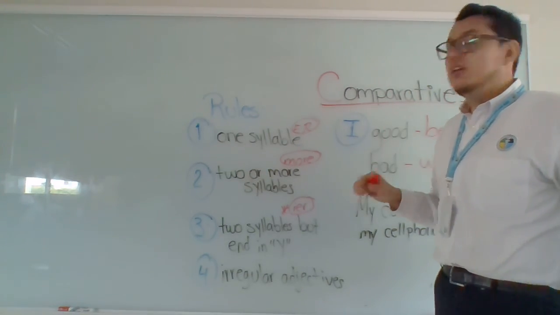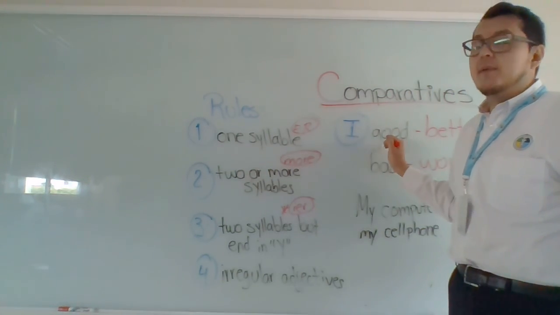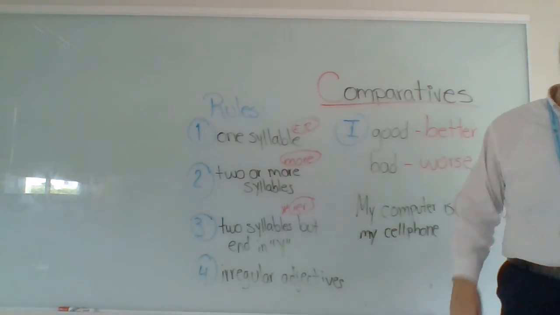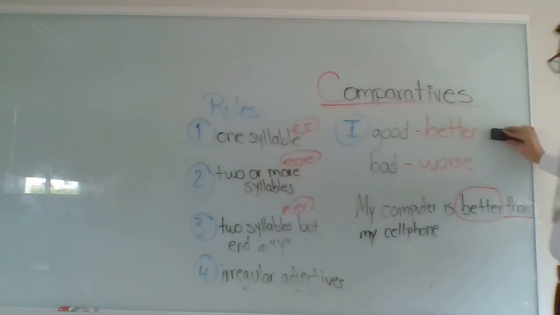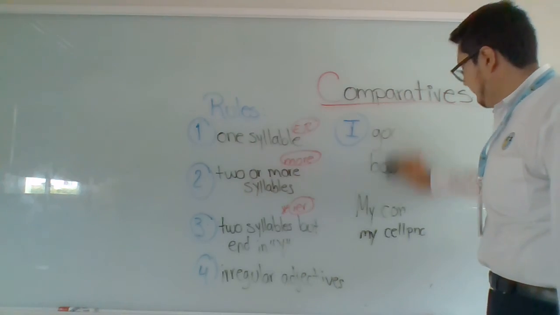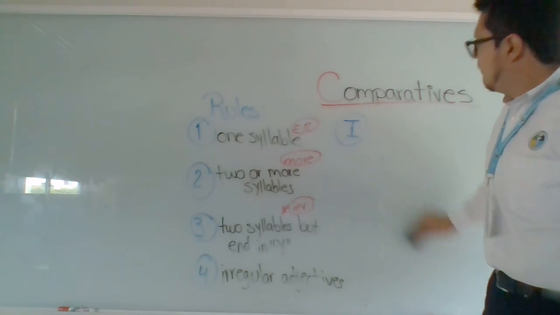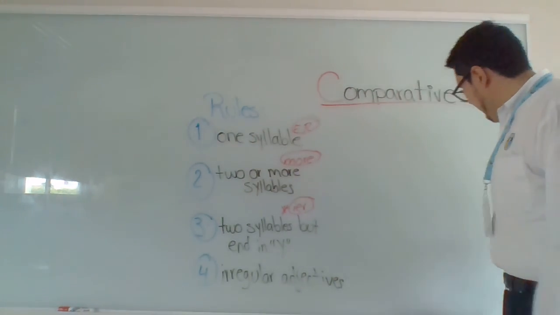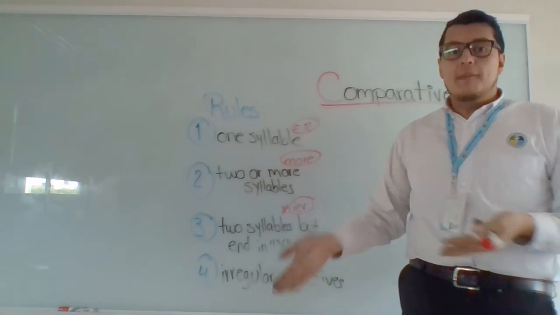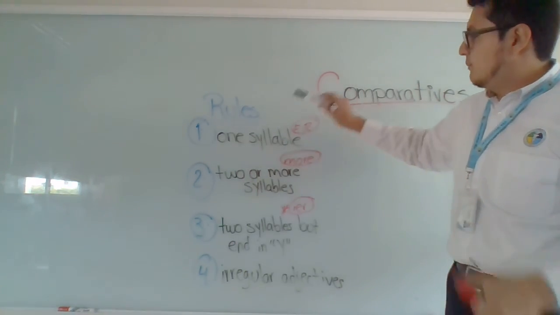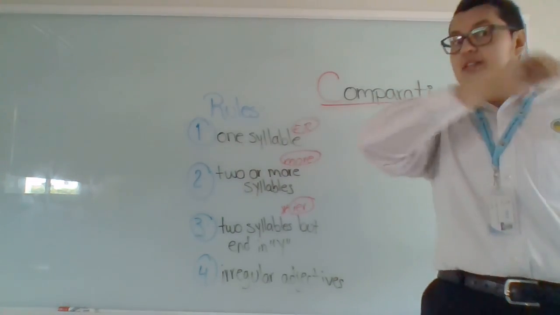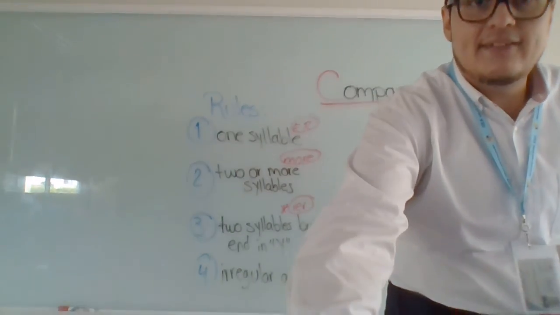So what do we have to do? We have to memorize all the irregular adjectives, or the most common. It's very easy to do. And we can use them to compare characteristics between two nouns. So this is the comparatives class. We are going to work in the notebook. So get ready, open your notebook, because we're going to start practicing these rules and the irregulars. So I will see you in the next video explaining the activities for today.